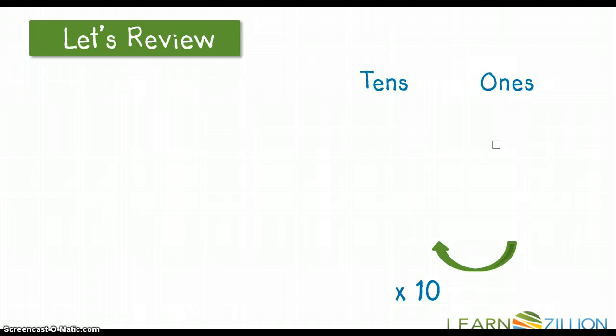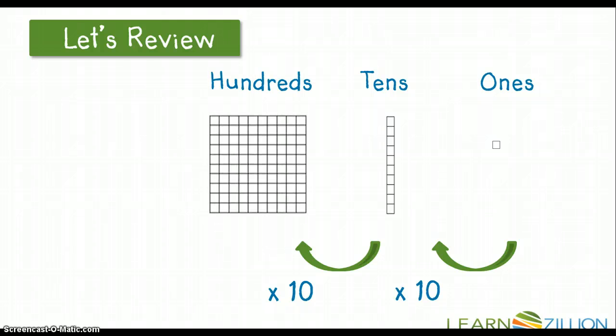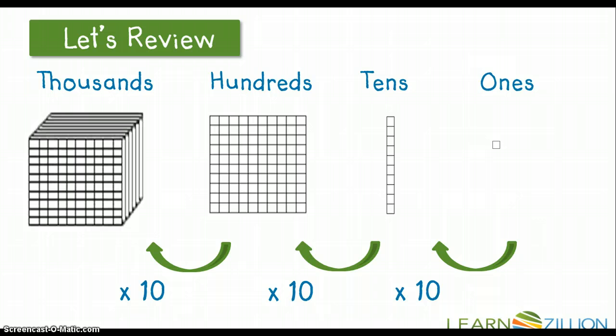Let's review. We've been looking at these base 10 blocks all week long, so you should be very familiar with them. We know that the ones are signified by a small cube, and that if we multiply the ones by 10, we get a group of 10. The tens are signified by a rod of 10. If we multiply that 10 by 10, we get 100, and we know that 100 is signified by a flat. If we multiply 100 by 10, we get 1,000, and we know that 1,000 is represented by a larger block in the base 10 cubes. So to review, 1 times 10 equals 10. 10 times 10 equals 100. And 100 times 10 equals 1,000.